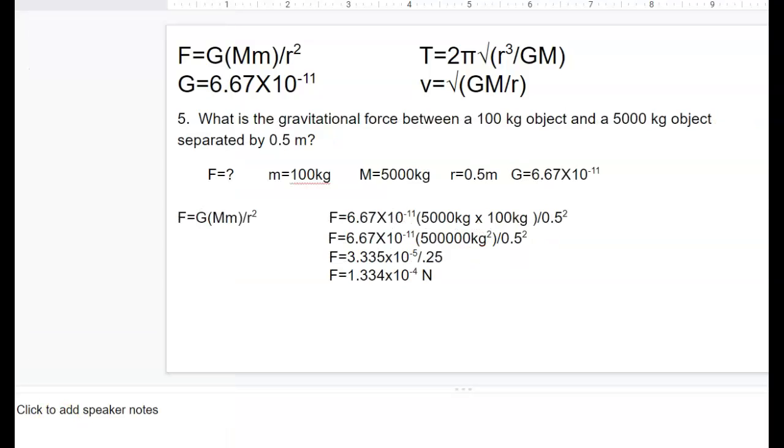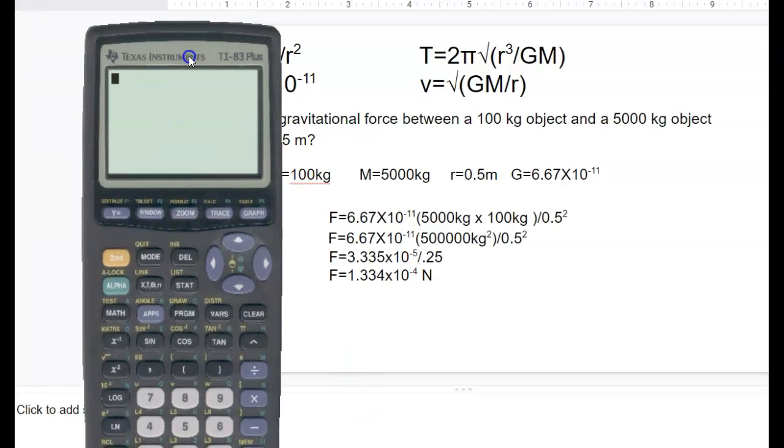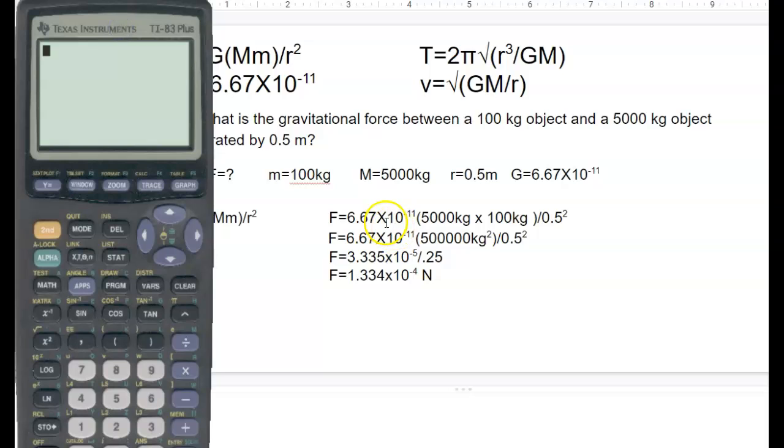All right, what's the gravitational force between a 100 kilogram object and a 5,000 kilogram object separated by half a meter? So we're going to use the first equation. F equals G times M times m divided by R squared. Here comes the calculator. So 6.67 times 10 to the negative 11th is G. 5,000 kilograms is big M. 100 kilograms is little m. R is 0.5.